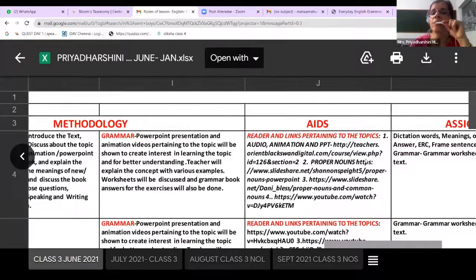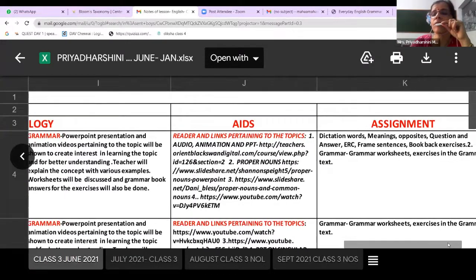Aids: reader and links pertaining to the topics, audio, animation, PPT and all. You can have the link with you if you're using the smart class or smart boards. Otherwise, you can use flashcards. Okay, this is based on the online teaching I have done. For offline teaching, you can use flashcards, charts, blackboard, chalk, reader, newspaper. Like we discussed yesterday, you can use a lot of aids for offline classes. You have enough aids to enhance the grammar topics.